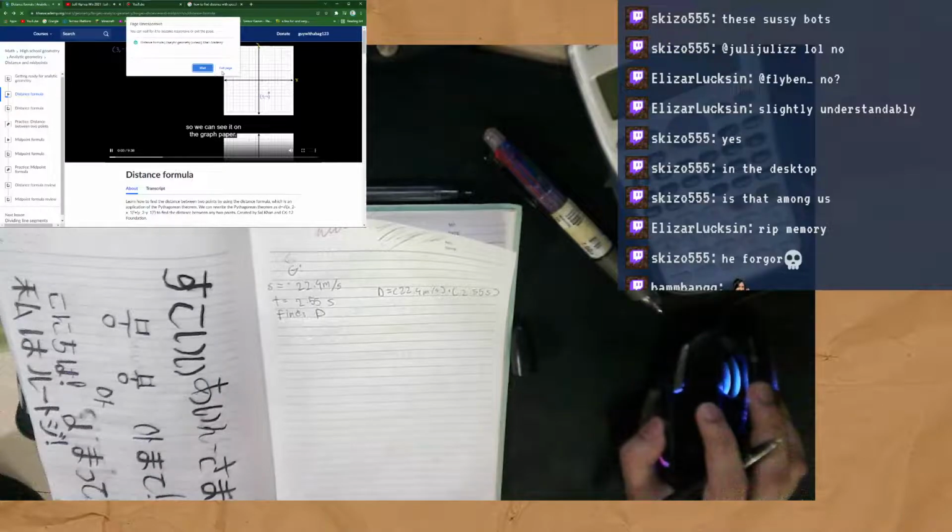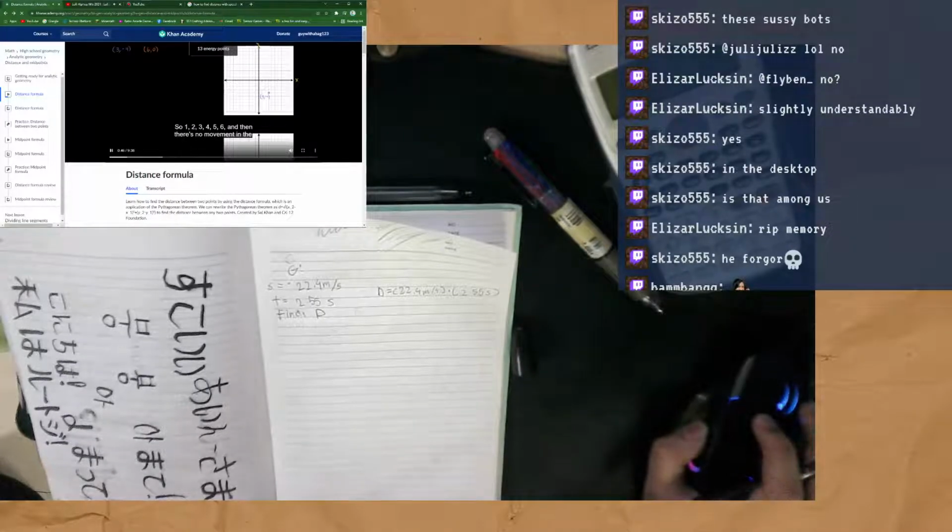And then there's no movement in the y direction. We're just sitting on the x-axis. The y.